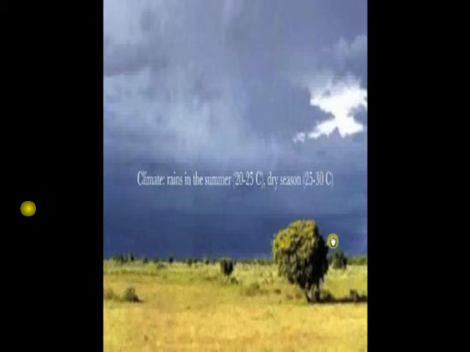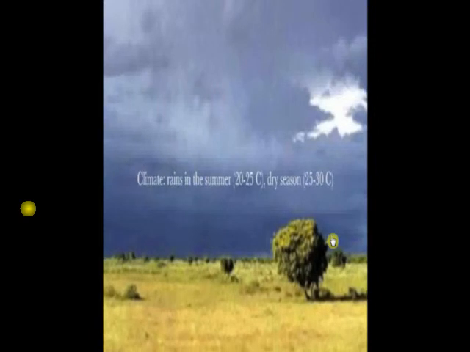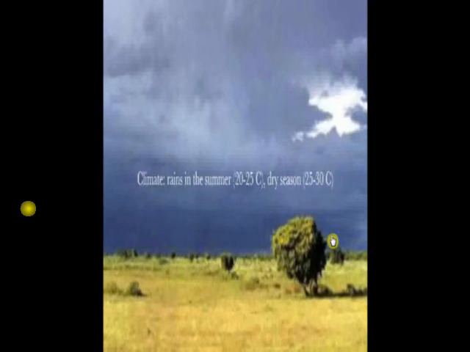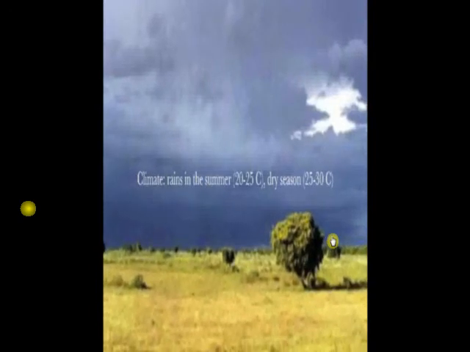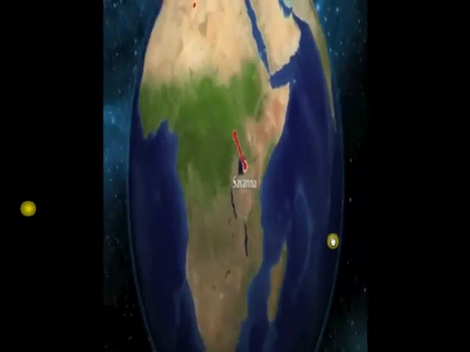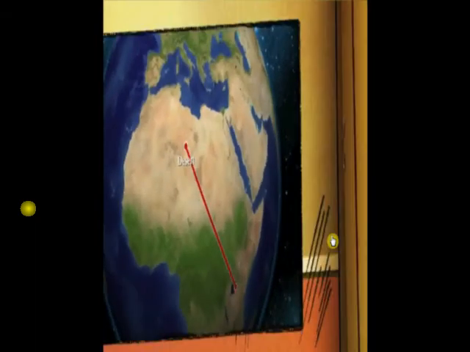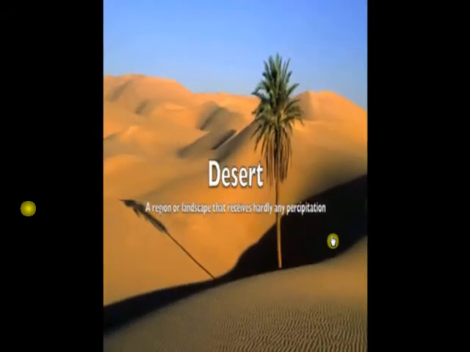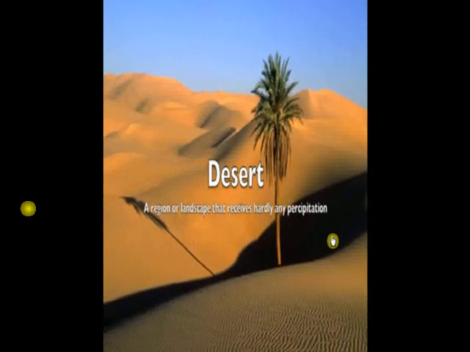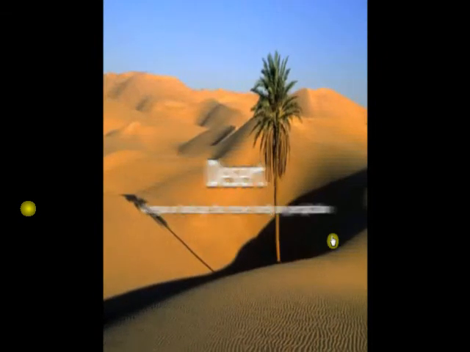Now, for climatic conditions, what I want you to put underneath in your notes is that it has 2 seasons: a summer season, which is its rainy season, and then a dry season. And notice the temperatures really do not change much. Now from grasslands, we're going to move to the desert. Again, the desert hardly gets any precipitation.